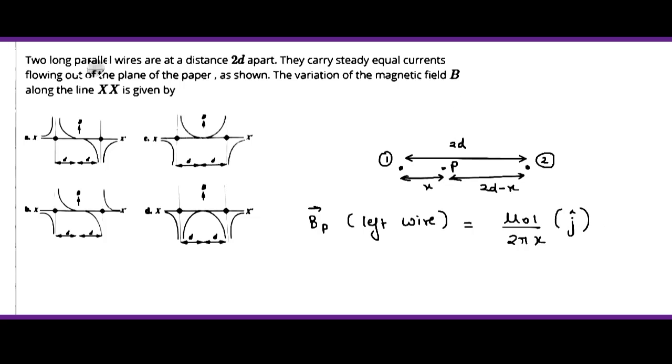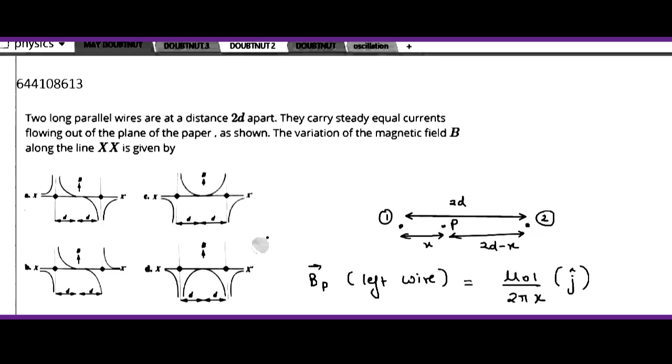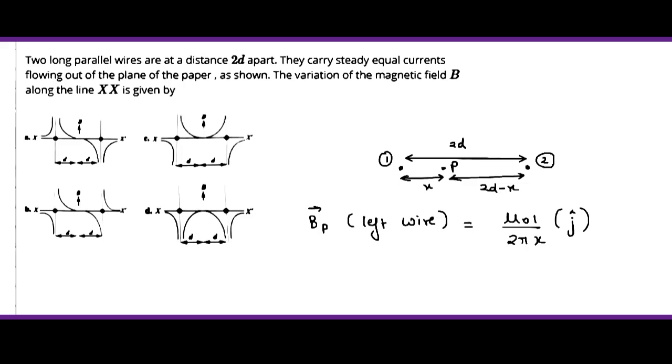Similarly, we can calculate the magnetic field at point P due to the right wire. It can be written as mu 0 I, since both wires are carrying equal current, divided by 2 pi.